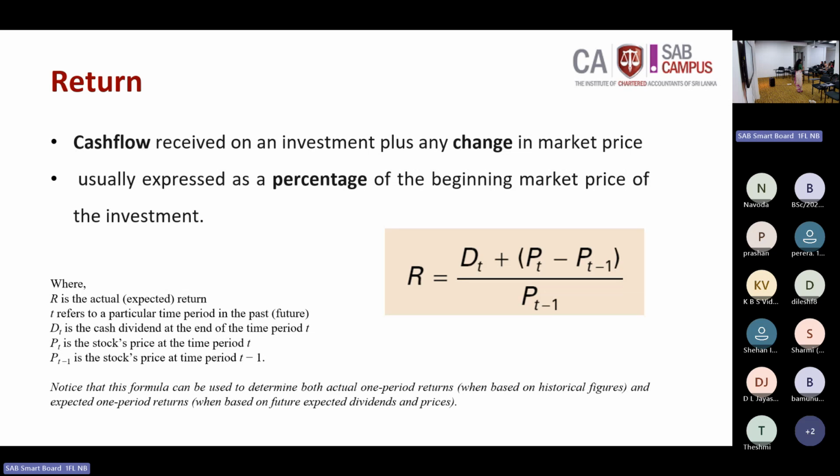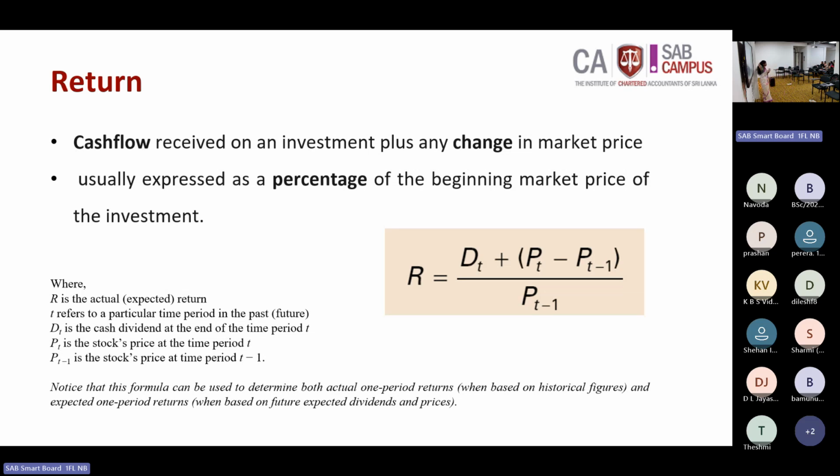Right. Normally, returns are expressed in the form of ratios. To convert the dividend and the capital gain into the form of ratios, you divide these two components by the acquired price, or the purchase price. That is what I have mentioned here.